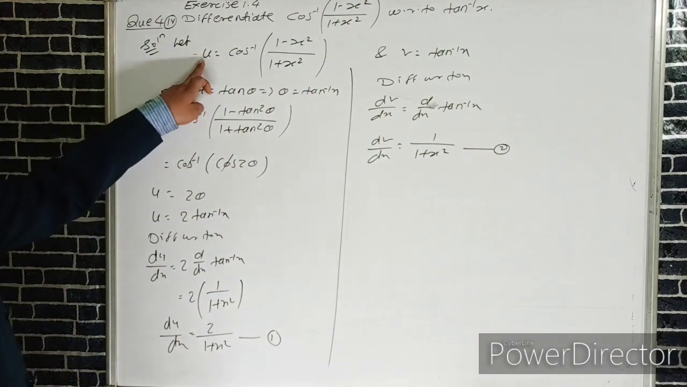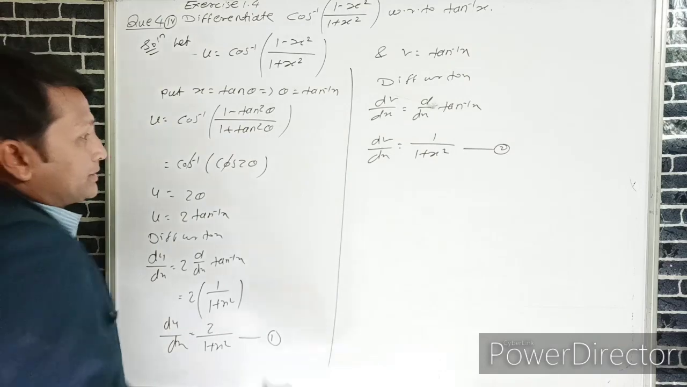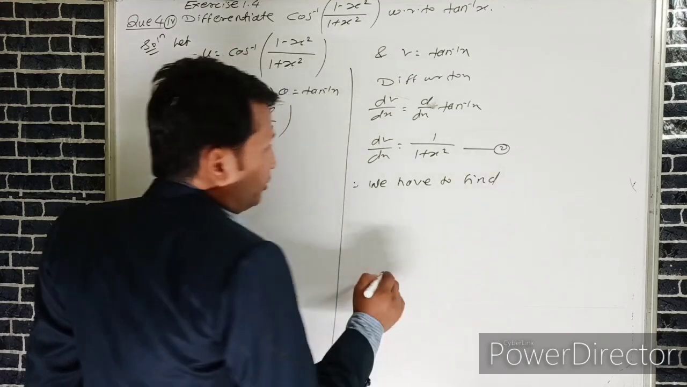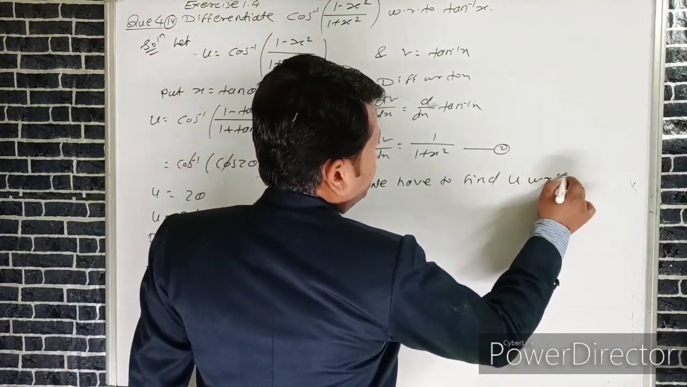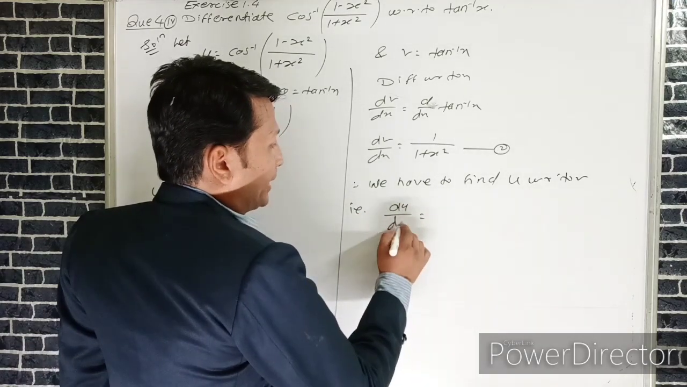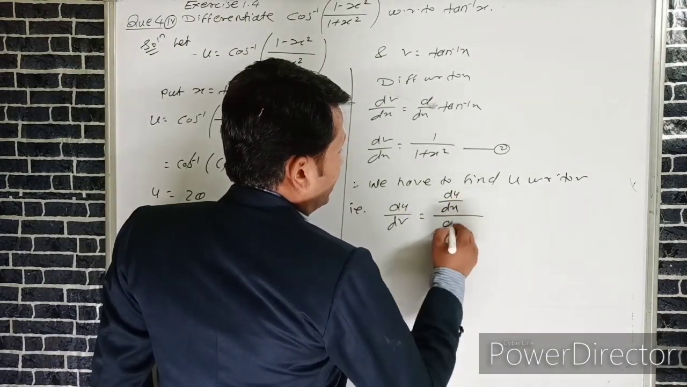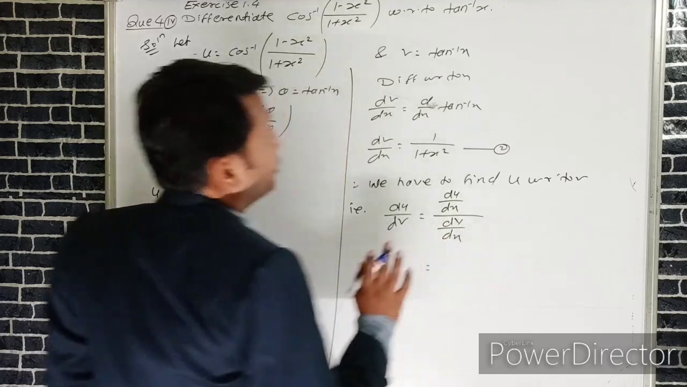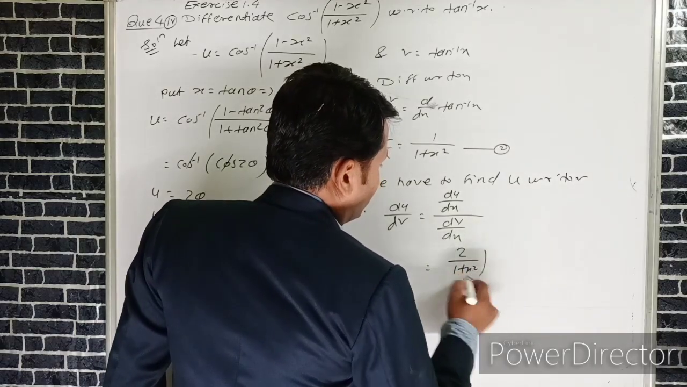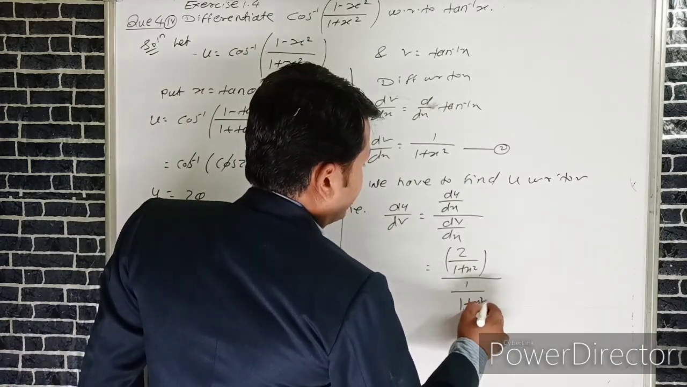Here u is equal to cos inverse of (1 minus x square) upon (1 plus x square), and v is equal to tan inverse x. Therefore we have to find du upon dv, that is, u with respect to v. By the definition of a parametric function, du upon dv is (du upon dx) upon (dv upon dx). Here the value of du by dx is 2 upon 1 plus x square, and the value of dv by dx is 1 upon 1 plus x square.